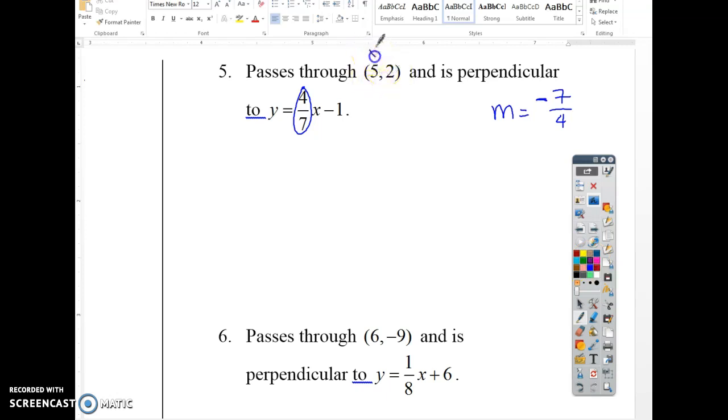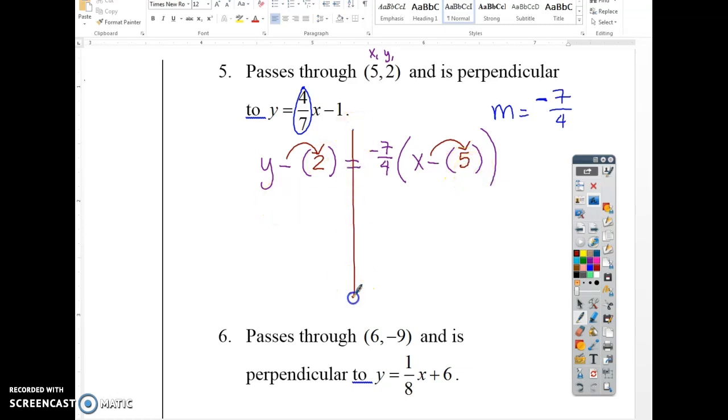My points are 5, 2, so that's my x1, y1. Let's plug it into the formula. y minus parentheses equals, my new slope is -7 over 4, x minus parentheses, and plug in your numbers. So what's my y? 2. What's my x? 5. Change the sign to a negative. So the 2 becomes negative, the 5 becomes negative. So you have y minus 2 and x minus 5. Bring down the slope and the equal sign.